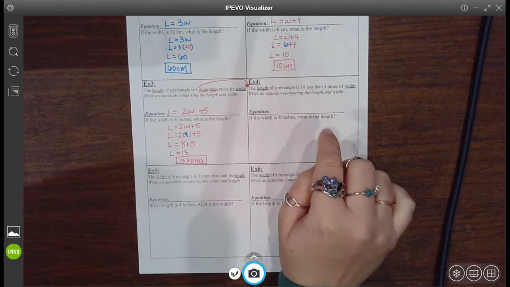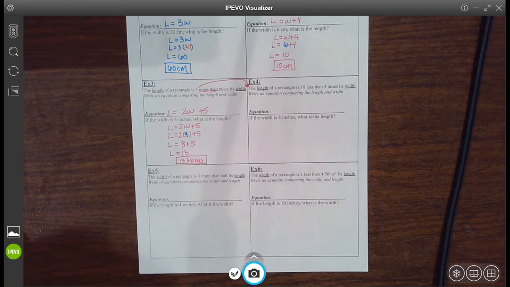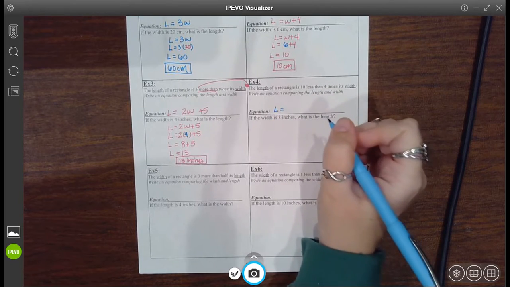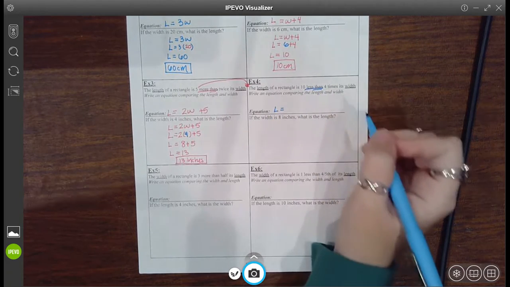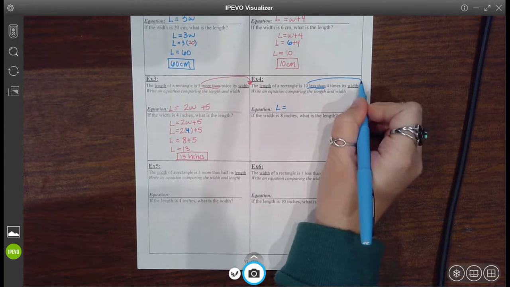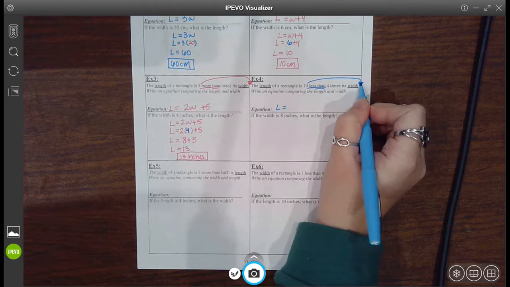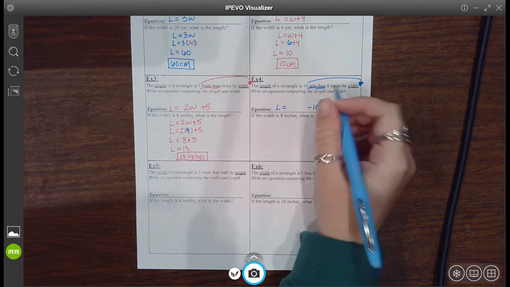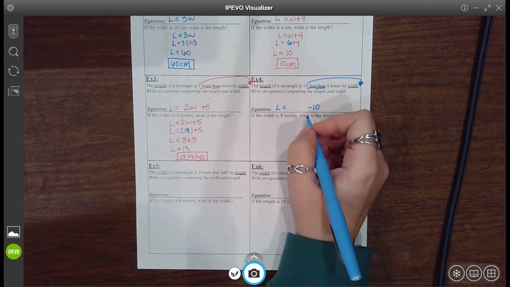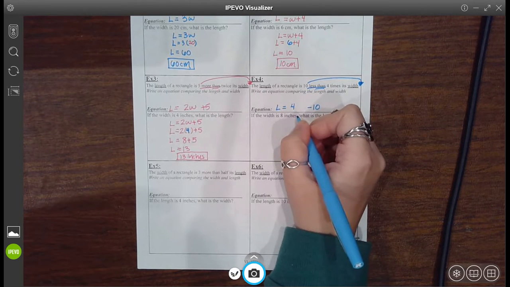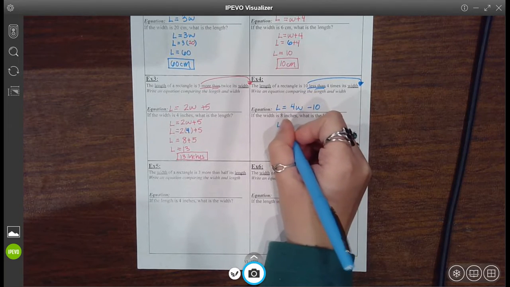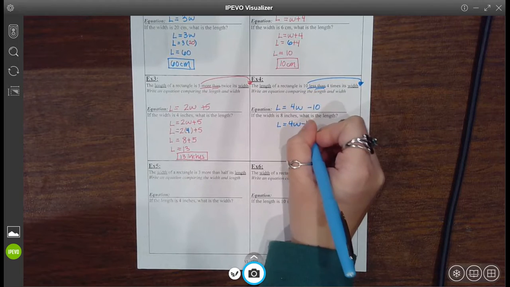Okay. The next one says the length of a rectangle. Okay, so length means equals 10 less than. Here you go. There's the one that matters. Okay, so if it was just less, it would be 10 minus. But because it says less than, it's moving 10 to the back because you're taking 10 away from something. Okay, it's 10 less than what? Well, it's 10 less than 4 times whatever its width is. So my equation is L equals 4W minus 10.